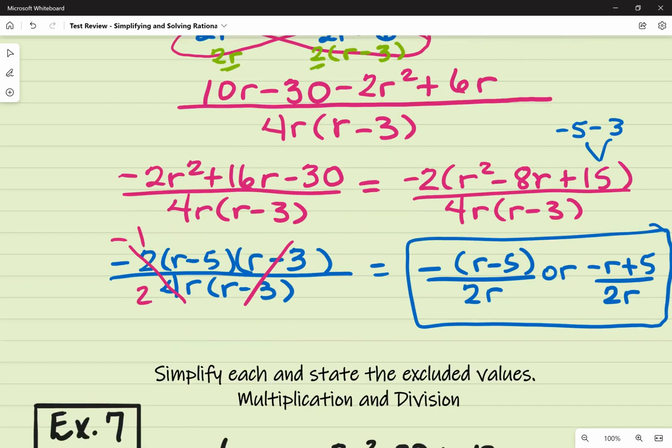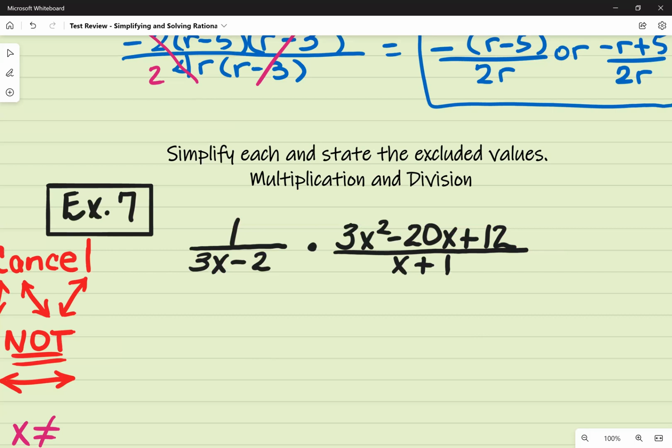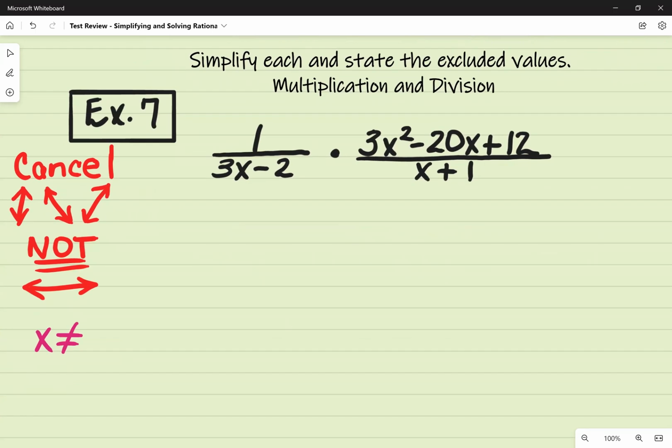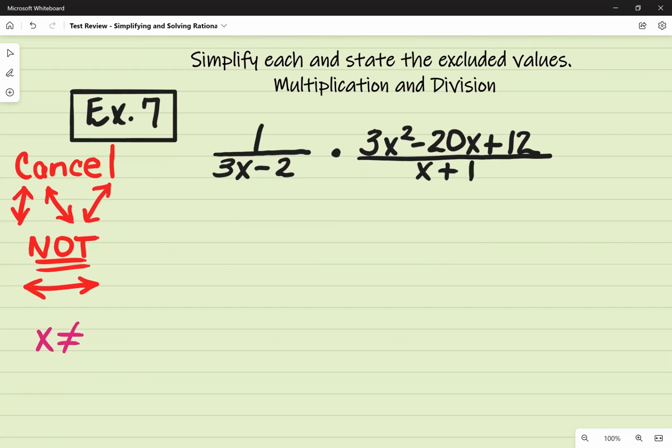Okay, moving on to example 7, where I am asked to simplify each and state the excluded values. And this time we're multiplying and dividing. We're using the techniques we already know. So when you are canceling or simplifying, you can simplify up and down, diagonally, both directions, but you cannot simplify going left to right, horizontally. When you are multiplying, you multiply the numerator times the numerator, the denominator times the denominator. Before you do that, you want to try to simplify it as much as possible.